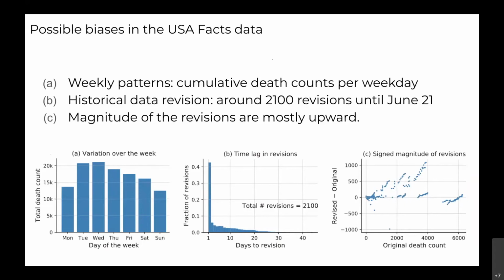Plot C shows you the magnitude of the revisions. As you can see, most of the revisions are upward, meaning that the originally reported death count is smaller. But there are also cases where they revise their originally reported death count to be lower. That's mainly due to some error the local agencies made when they first reported the data. Also, another thing to pay attention to here is that sometimes the magnitude of the revisions can be very large, as large as 1,000.